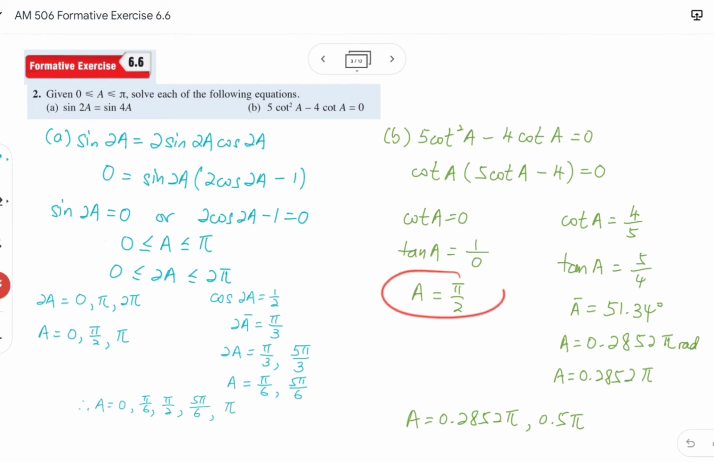So combine the two solutions here. We get a equals 0.2852 pi, and I change the pi over 2 into 0.5 pi so that it looks uniform in my answer. We have decimal and pi, and decimal with pi.